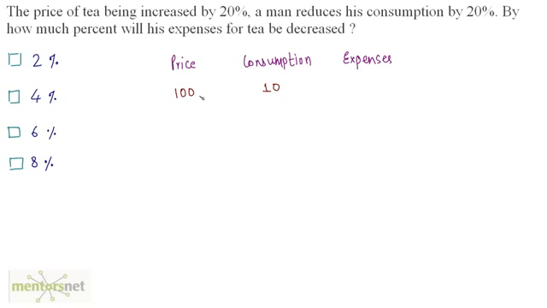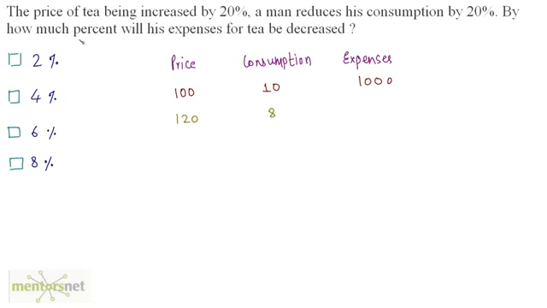So the expenses equal price into consumption. If a man consumes 10 kgs and the price of 1 kg is 100, his expenses will be price times consumption, which is 1000. Now the price of tea is increased by 20%, so the price, which was 100, will become 120. Now this man has to reduce his consumption by 20%. 20% of 10 is 2, so 10 minus 2 is 8. The consumption will become 8.